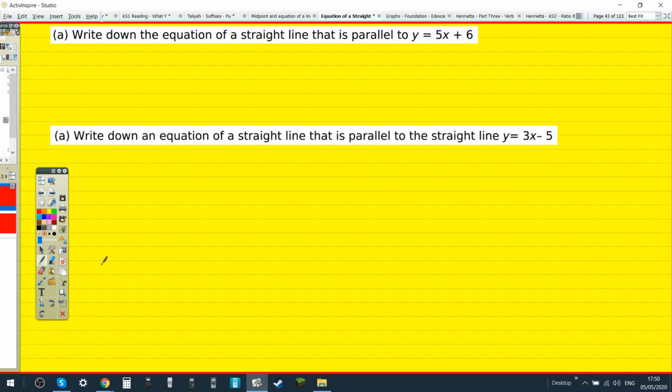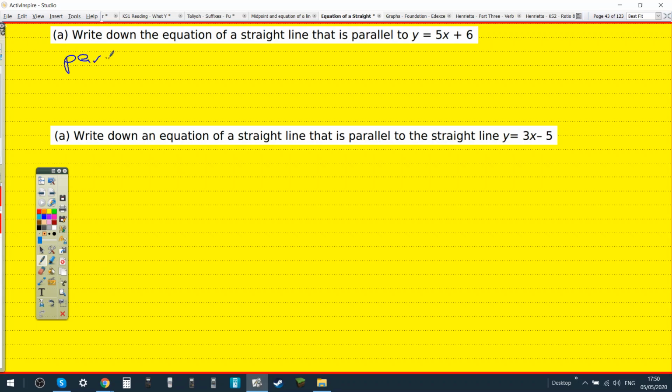Okay, how about this top one? Write down the equation of a straight line that is parallel to y equals 5x plus 6. Any idea how you do that? No, I have no idea. So parallel, it'll have to have the same gradient. So another equation of a line, same gradient, different intercept.